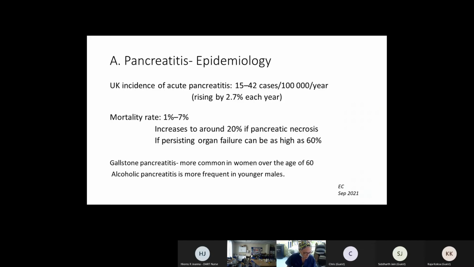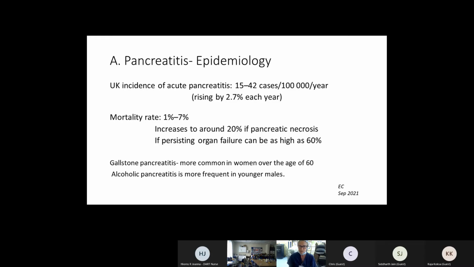Now, some words about epidemiology. These are numbers from NICE. So we can see that it's significant. We have 15 to 42 cases per 100,000 a year in the UK, and numbers apparently are rising steadily.